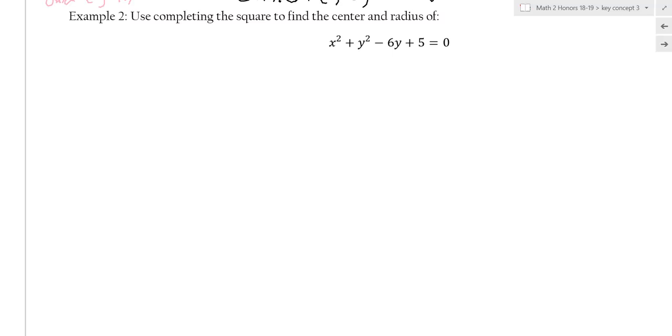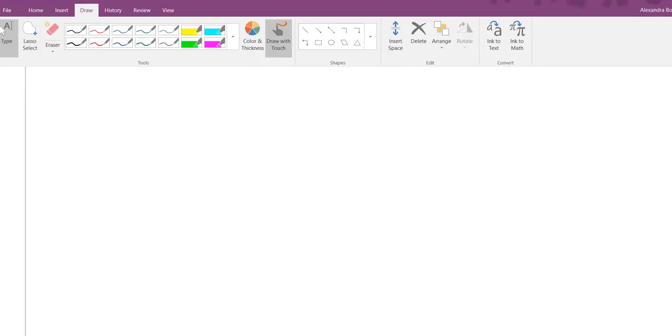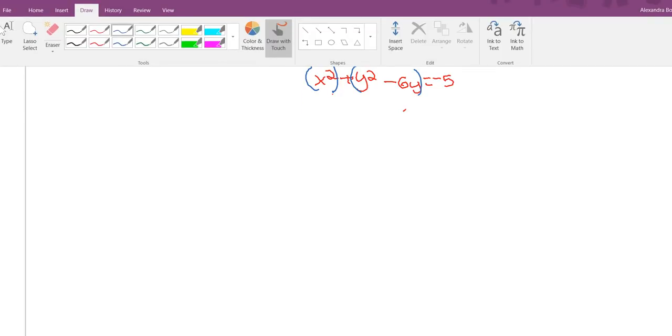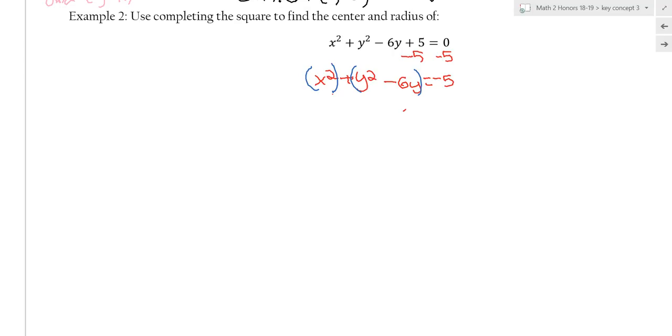Use completing the square to find the center and radius of x squared plus y squared minus 6y plus 5. Again, our first step, subtract 5. So I have x squared plus y squared minus 6y equals -5. Then we need to group my x's and my y's. So I group my x's together and I group my y's together. This problem is similar to the other one, as I don't have anything with my x, so I don't have to worry about that one.